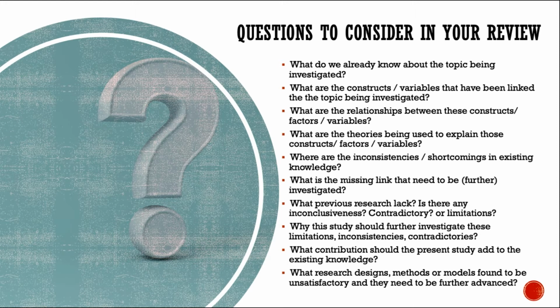And also, what is the missing link that needs to be further investigated? Based on reviewing these studies, what they have missed is very important, to see the missing link or the gaps. What did previous research lack? Also, is there any inconclusiveness or contradiction? Some of them found a positive result, others found a negative one, or research found the opposite of theory. What are those limitations? Highlight them, discuss them critically, and propose solutions in your study.